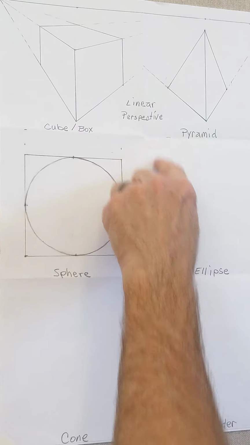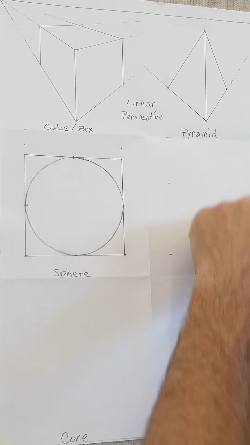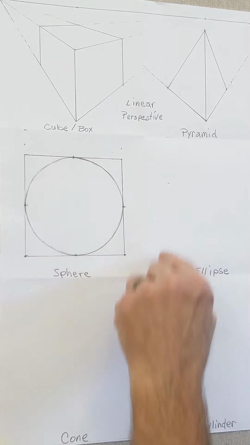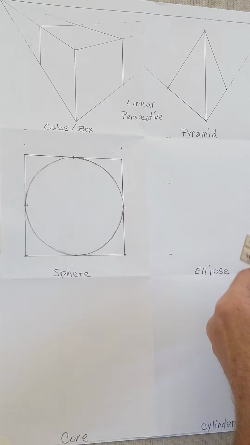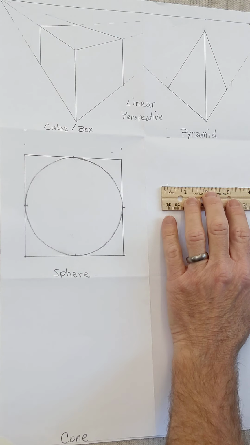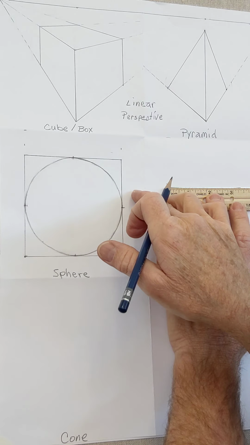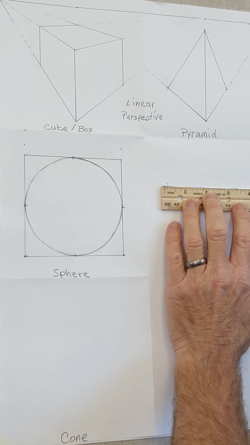Now, I've got these measurements. This and this are the same distance. This and this are the same distance. All right? So now we need to figure out from side to side like that. We're going to make them an inch from the outer edges as much as we can.